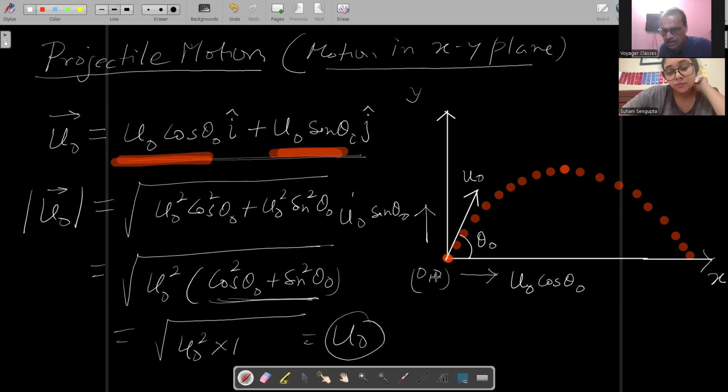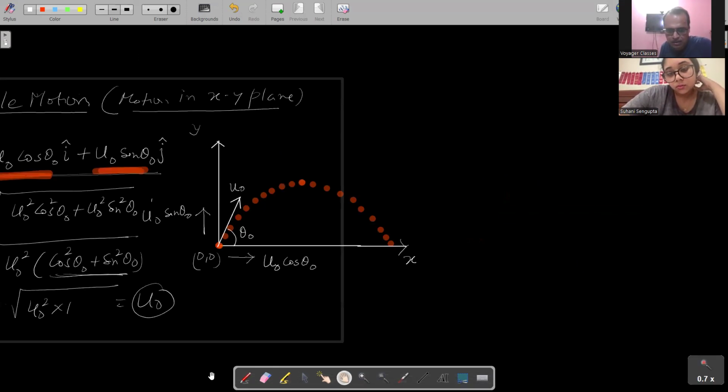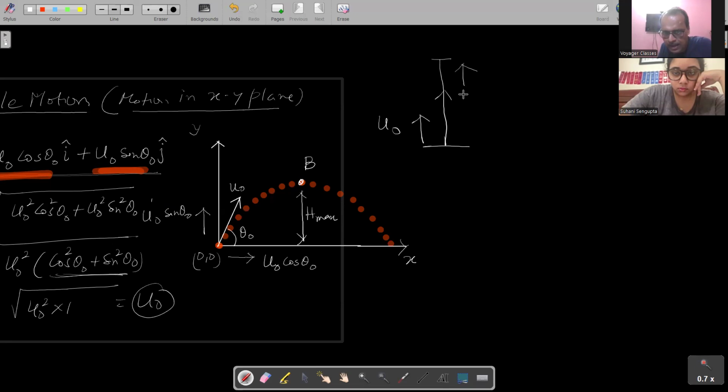Now the beauty is, I'm just comparing with the vertical motion, what happens. For example, if you consider this particular point is B, and that is the maximum height, suppose, say H max. Now, if it is a vertical motion, what happens? If you throw a particle with a velocity U0 and this height is H, at the highest point the velocity of the particle becomes zero, correct? Because at this topmost point, the velocity of the particle, obviously, will be zero.